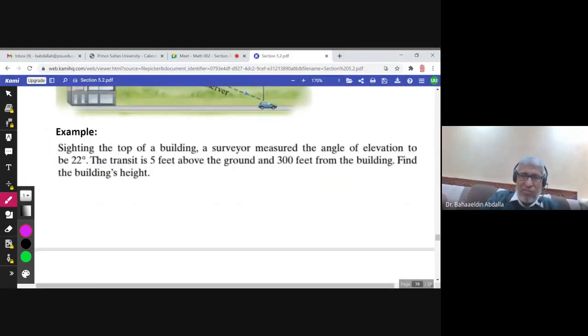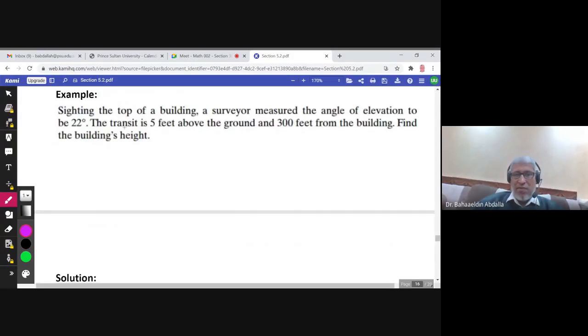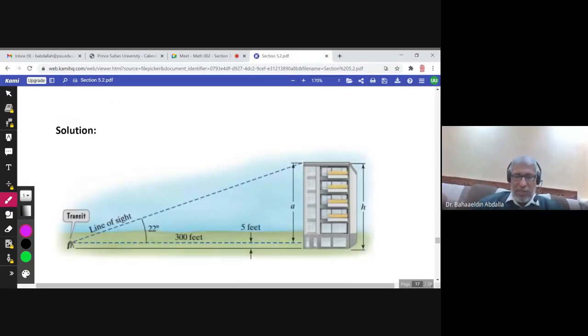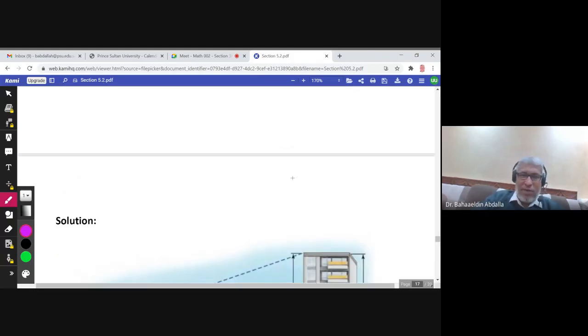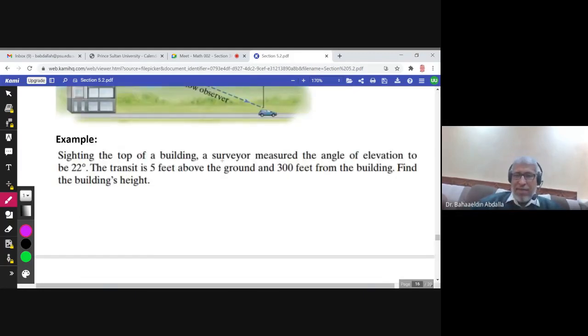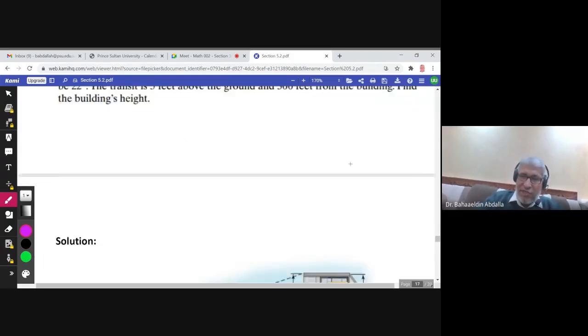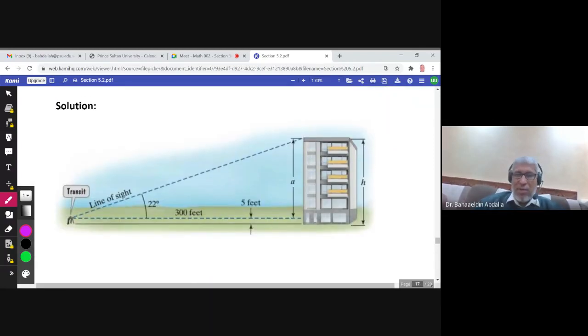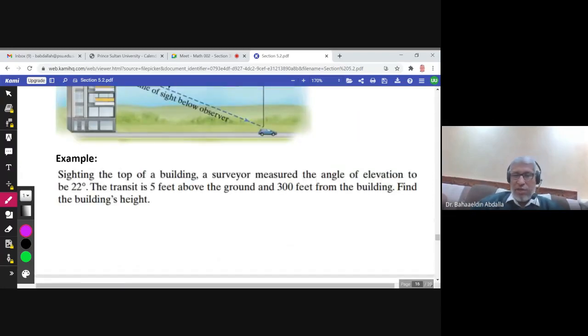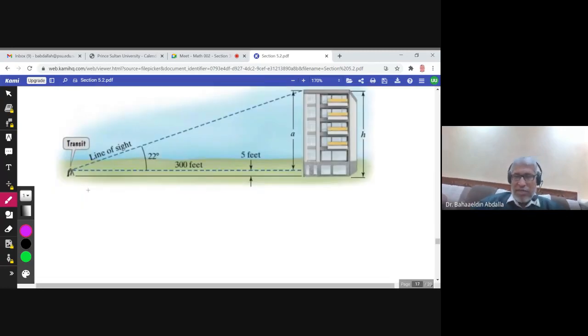Let us see this example. Sighting the top of a building. So somebody is looking up to the top of a building. He is standing here and he is looking up to the top of the building. A surveyor measured the angle of elevation. Angle of elevation means he is looking up, means this angle, 22. This is the angle of elevation, measured to be 22. So 22 is the angle of elevation.